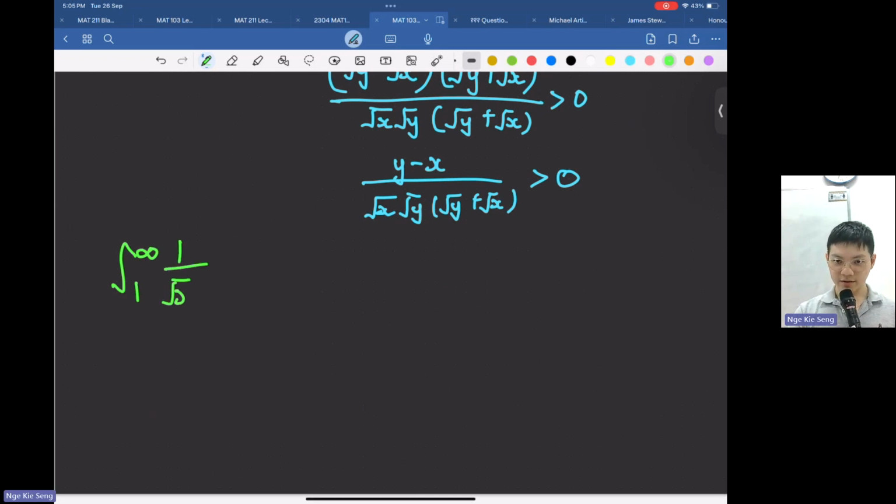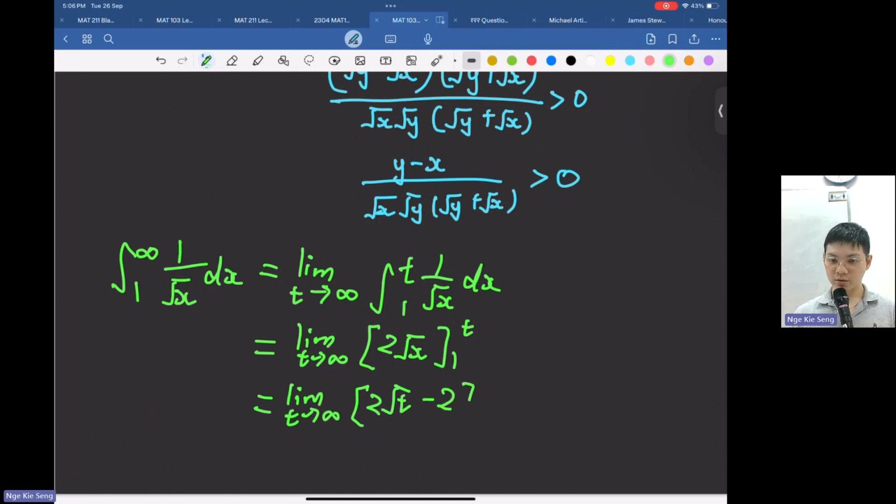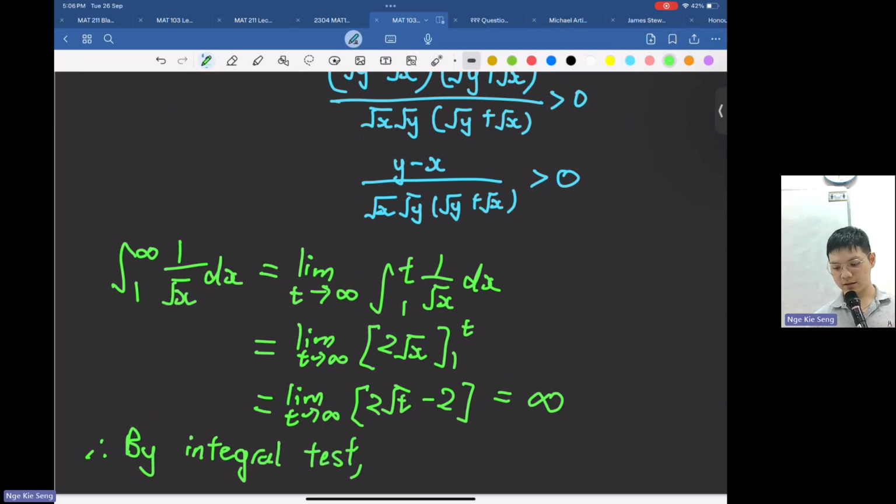Okay, so let's compute this integral here. Typically this integral shouldn't be hard to compute. So what's this integral? This integral here is just 2 square root x from 1 to t, no more dx. And then this is what? This is just 2 square root t minus 2, which is infinity. So you can use the integral test to deduce that. So by integral test, the infinite series of 1 over square root n diverges, because the integral diverges.